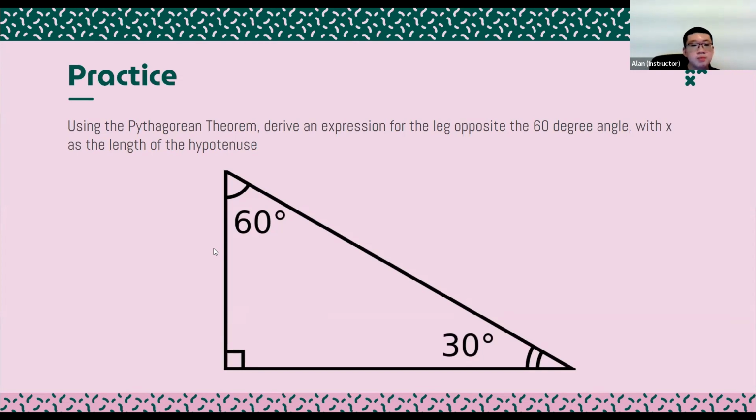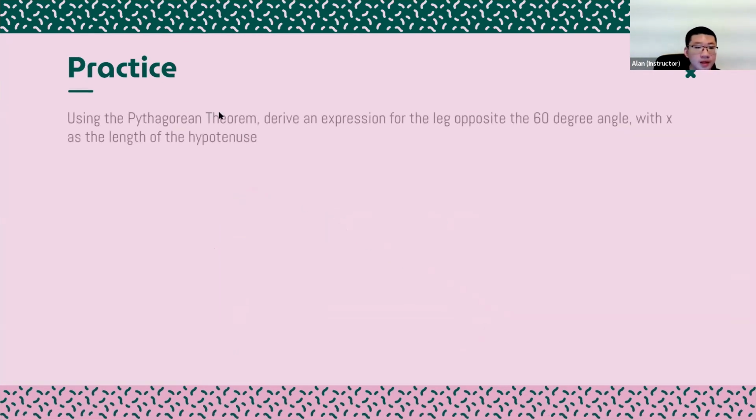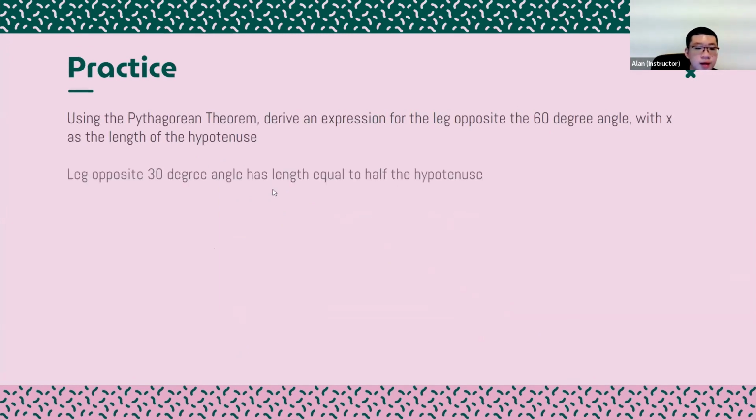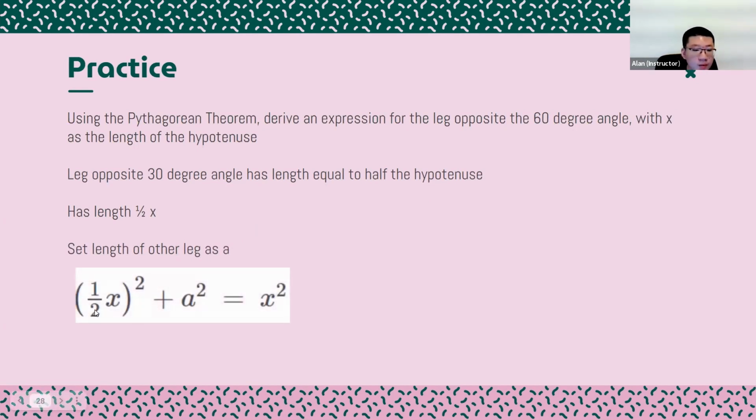Alright, so it's been a minute, so I'm gonna go over the answer now. So once again, you use the Pythagorean theorem. You know that the leg opposite the 30-degree angle has a length equal to half the hypotenuse. So it has length 1/2 x, since we defined that the length of the hypotenuse is x. So you set the length of the other leg as a, or any other variable that you want. And you know that 1/2 x, the whole thing squared, plus a squared is going to equal x squared.